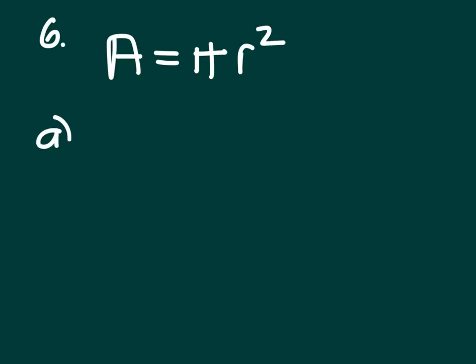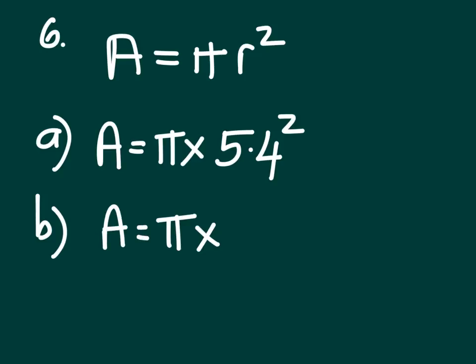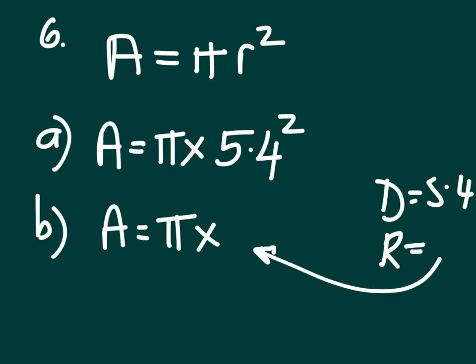Question 6, area of a circle. You should know that the area of a circle is A equals pi r squared. So for the first part, that's just simply going to be A equals pi times, and the question tells us the radius is 5.4, and squared. For part B, same formula, A equals pi times, but this time the question tells you the diameter is 5.4. So we need to work out what the radius is and then put that into the formula.